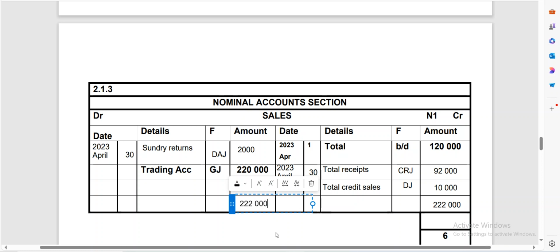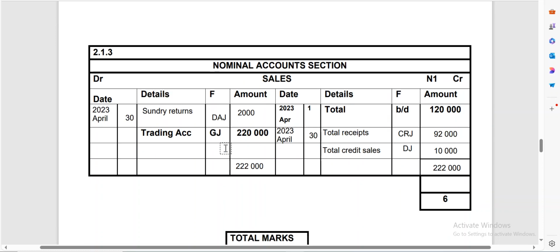And then remember that the total amount we're going to take to the trading account will be 220,000, because 222,000 minus 2,000 will be 220,000, which is what you will take to your trading account when you look for your gross profit. But this is something that we're going to look at in term 3.